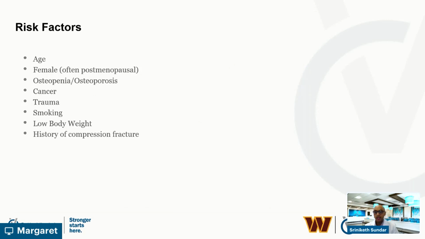So risk factors, again, age. The older we are, unfortunately, the higher the risk. Female, postmenopausal, osteopenia, osteoporosis, cancer, trauma, and other things that can also put you at risk are smoking, low body weight, and then unfortunately a history of compression fracture as well. So if someone has an old fracture, whether it was treated or not treated, that can potentially increase the risk of another fracture down the line.